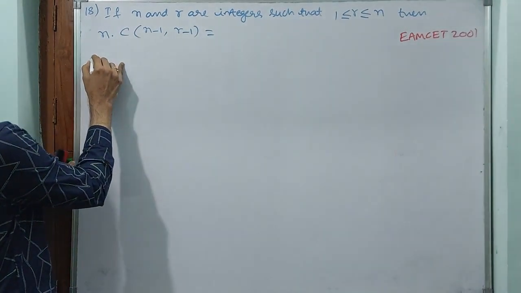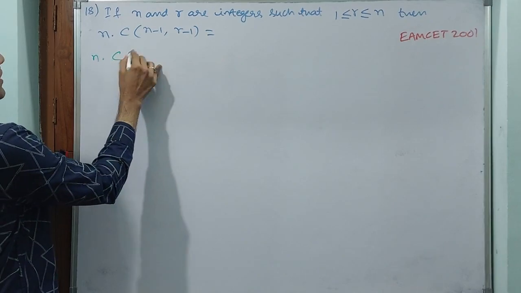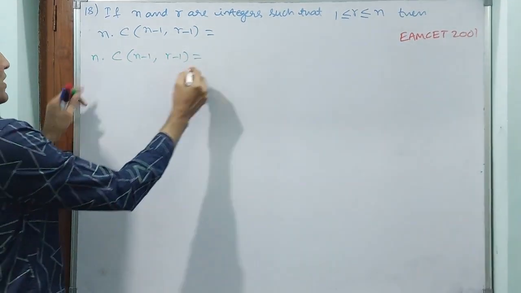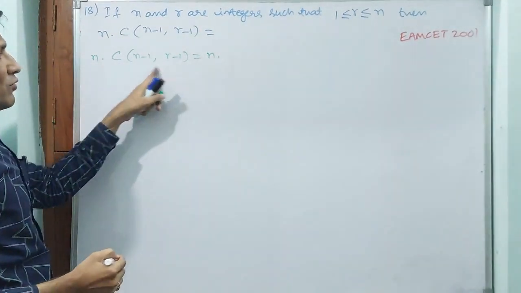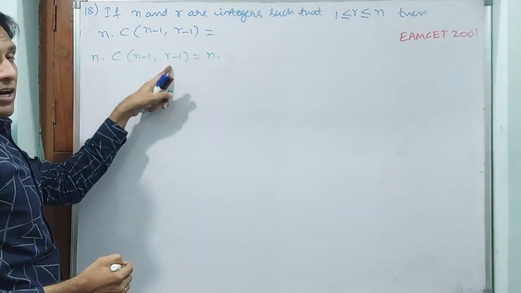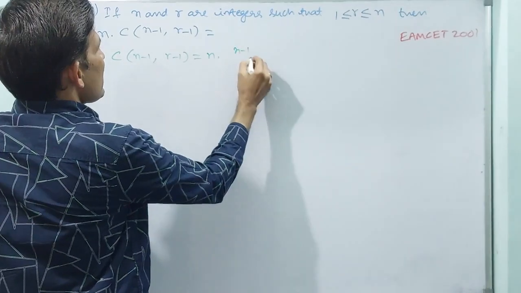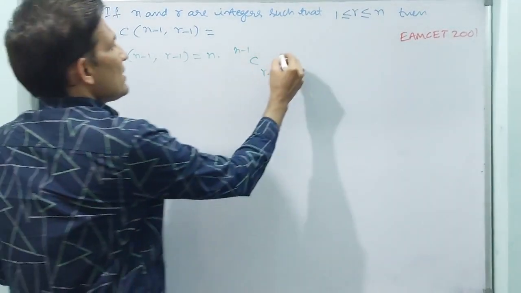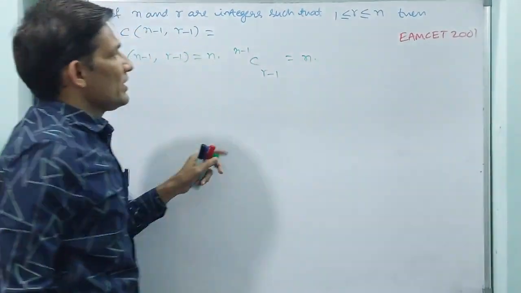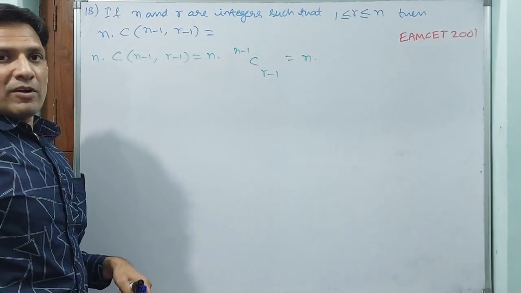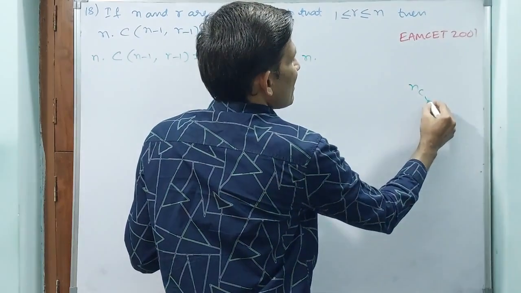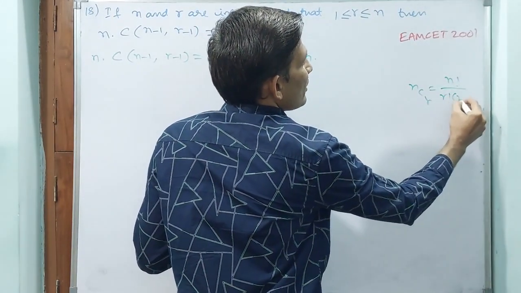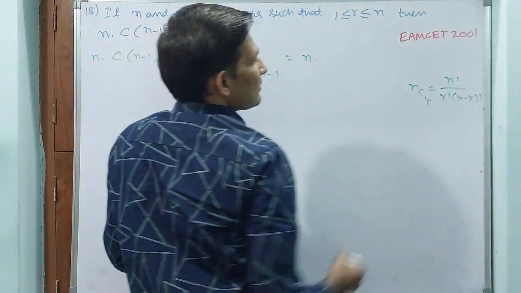n into C(n minus 1, r minus 1) is equal to, in this notation, n into (n minus 1)C(r minus 1). That means (n minus 1)C(r minus 1). This is the meaning. That is equal to n into the nCr formula. What is the formula for nCr? Shall I write here? nCr is equal to n factorial by r factorial into (n minus r) factorial.